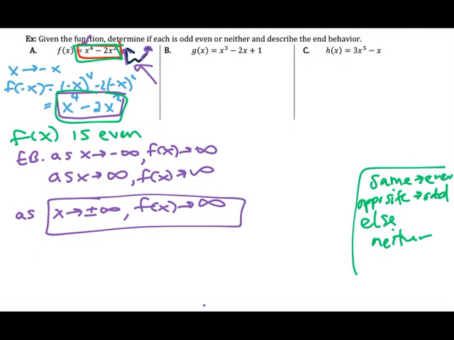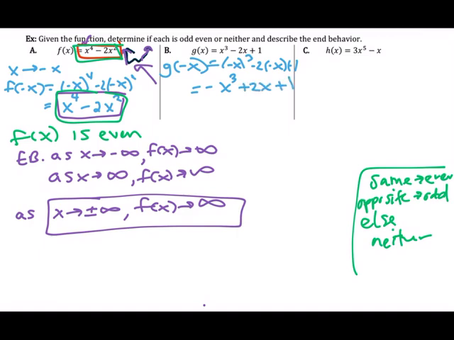Go ahead and pause the video. And on B, plug in negative x and simplify as much as you can. So here I've plugged in negative x. Negative x to the third power is going to be negative x to the third. Negative 2 times negative x is going to be plus 2x and plus 1.